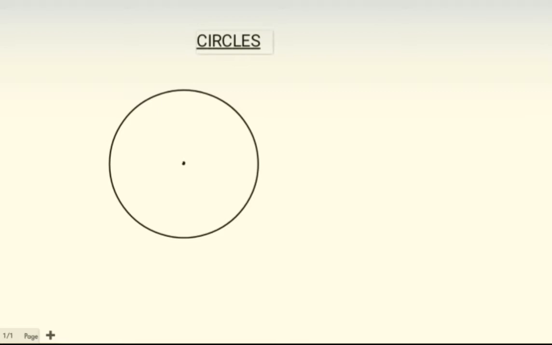In this video, we are going to discuss the circle. You can see a diagram of a circle. So let us start with the definition of a circle. A circle is all points in the same plane that lie at an equal distance from a center point.